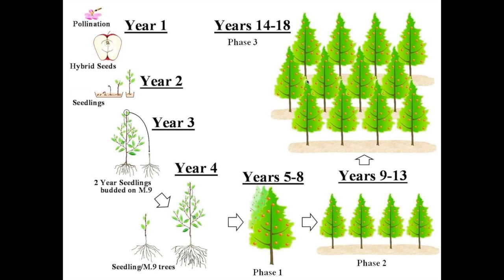So my program sends seedlings to the nursery. A commercial nursery works with us, and we get back trees that are on M9 rootstock. We then go through three different phases of selection, and I'll talk a little bit more about each of those phases in a bit more detail in a few minutes.